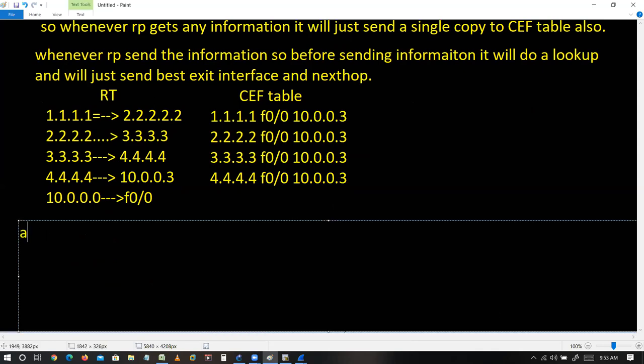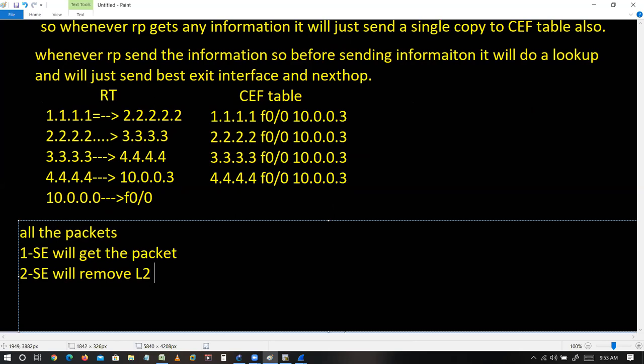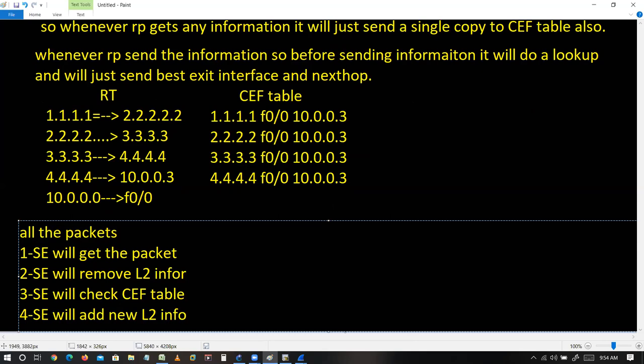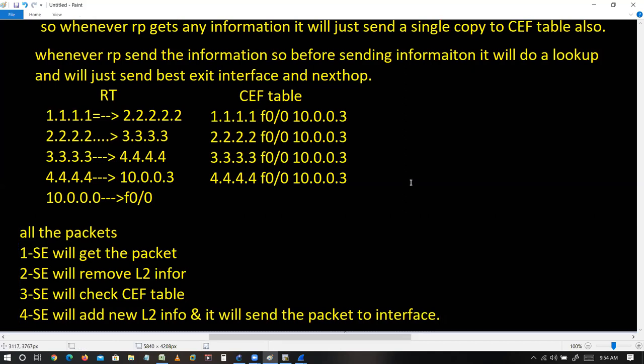For all the packets I'm talking about, the first thing, the switch engine will get the packet. Second, the switch engine will remove L2 information. The third thing, the switch engine will check the CEF table. Fourth, the switch engine will add new L2 information. Okay, and finally it will send the packet to the interface. Okay, so in the CEF switching, the device will do these four steps.